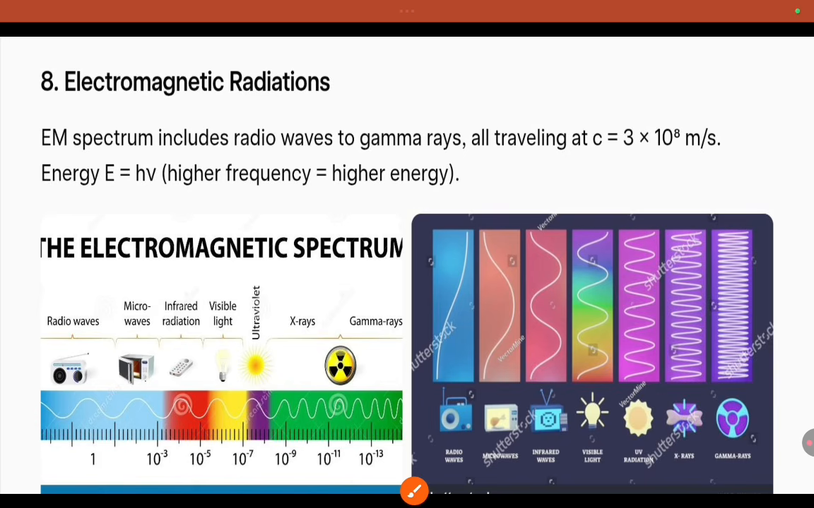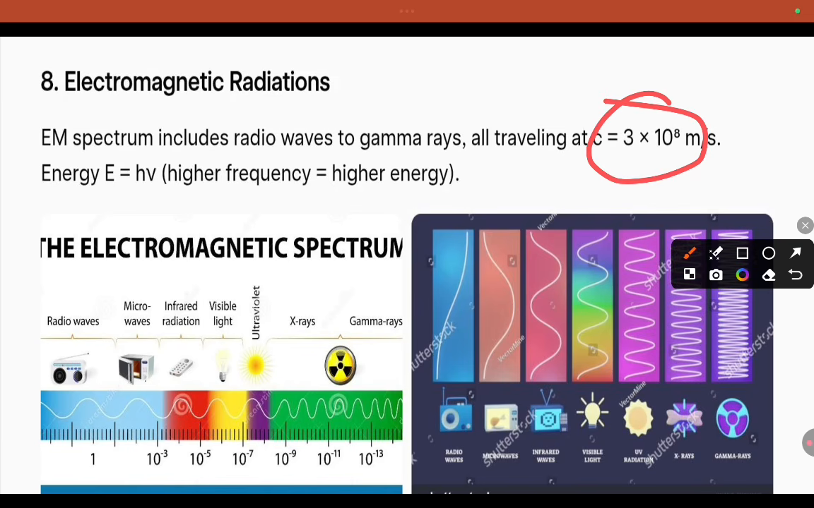Electromagnetic radiations. The electromagnetic spectrum includes radio waves to gamma rays. Radio waves to gamma rays are all traveling with the speed of 3×10^8 meters per second. Energy is always proportional to the frequency. When you remove the proportionality, E equals h nu. So this is about electromagnetic radiation.